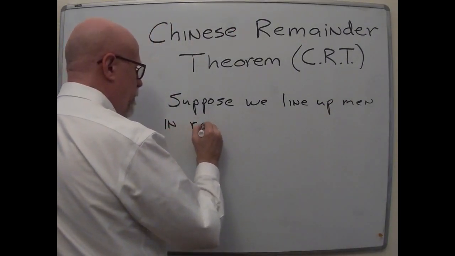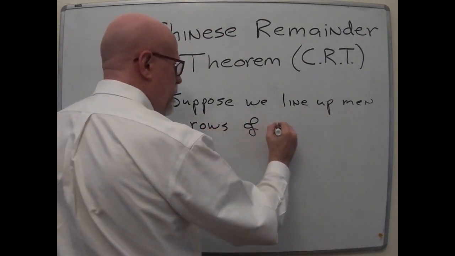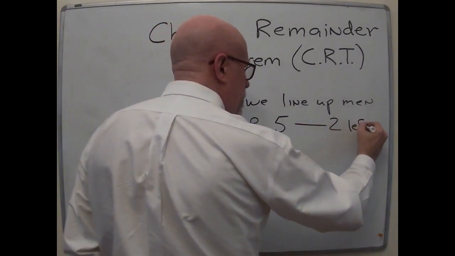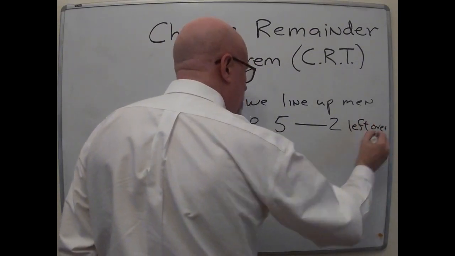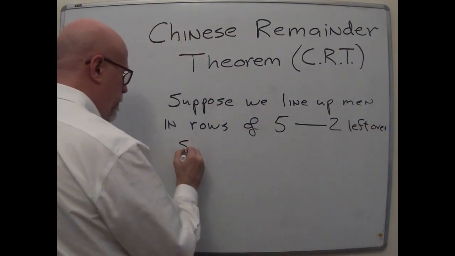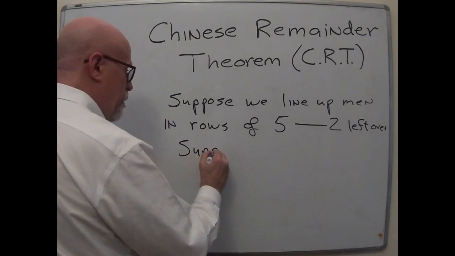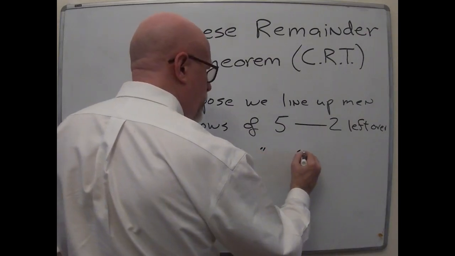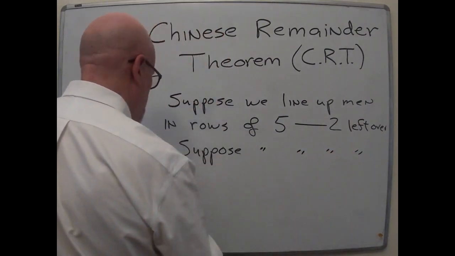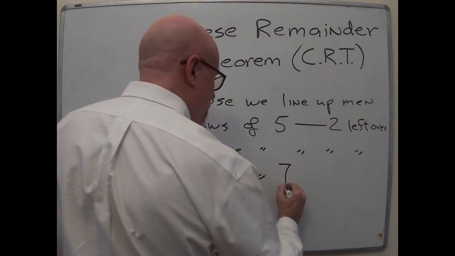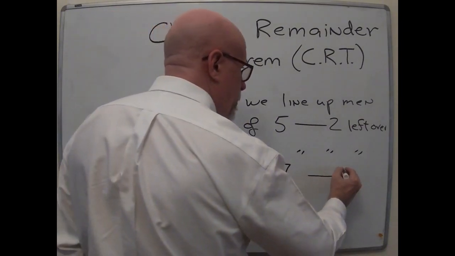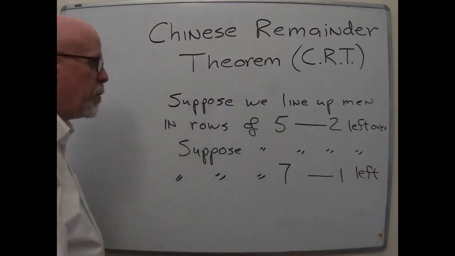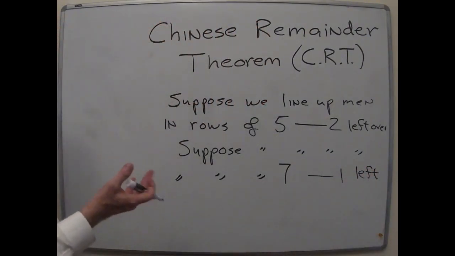Suppose we line up our men in rows of 5, and we get 2 left over. And then similarly, suppose we line them up in rows of 7, and there's 1 left over. Well, how many men did we have? Can you tell from this information?